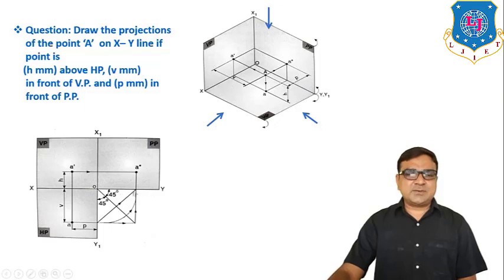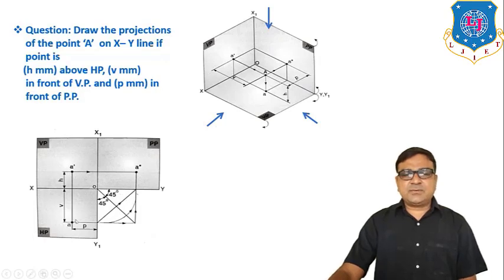Here this is the XY line, the intersection of HP and VP. X1Y1 is the intersection of the vertical plane and the profile plane. So a dash is on the vertical plane, small a on the horizontal plane, and a double dash on the profile plane. a dash is h mm above HP, meaning above XY. a is v mm from the vertical plane, and a double dash is the side view.